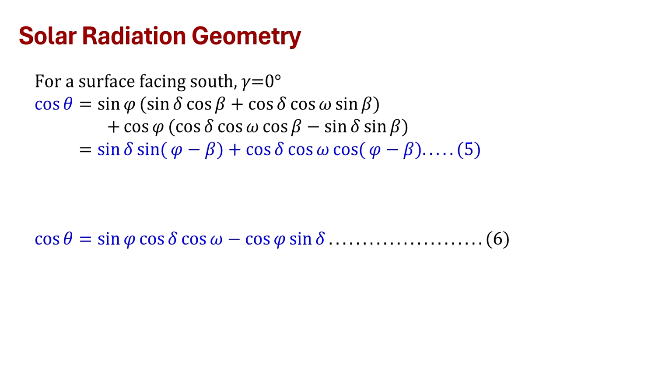You can further simplify it if a surface faces south. If a surface faces south, which means the surface azimuthal angle will become 0, because that is the angle between the due south line and the projection of the surface normal on the horizontal. So, that angle becomes 0, gamma becomes equal to 0, and then cos theta becomes sin delta sin of phi minus beta plus cos delta cos omega cos of phi minus beta. So, we can basically simplify these equations further.